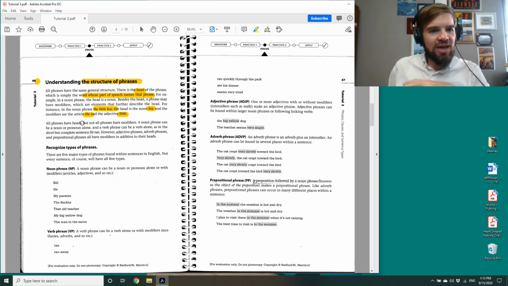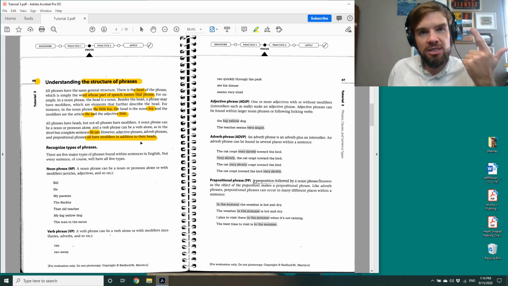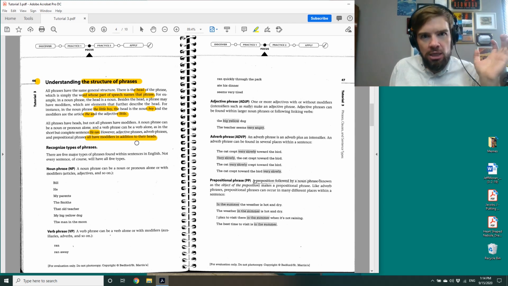Now, all phrases have heads, but not all phrases have modifiers. A noun phrase can be a noun or pronoun alone, and a verb phrase can be a verb alone, as in the short but complete sentence, he ran. However, adjective phrases, adverb phrases, and prepositional phrases all have modifiers in addition to their heads. So again, good information to remember, you guys. Adjective phrases, adverb phrases, prepositional phrases must have modifiers. That means they've got to be more than one word, right? A noun phrase can just be one noun, he. A verb phrase can just be one verb, ran. So that's all Professor Ferris is pointing out to us here.